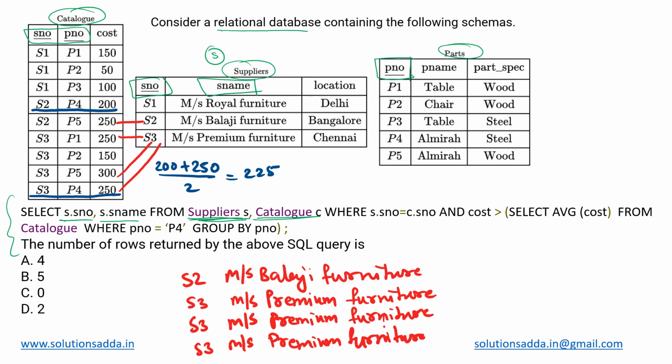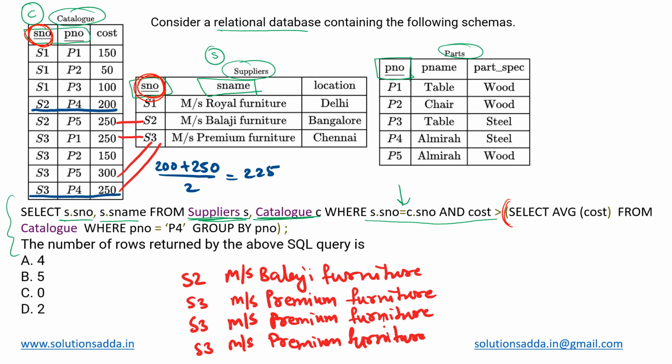It has been taken along with this catalog C, which means we are taking both of these catalog and suppliers tables together just as a cross product, but it is based on some condition. So we have a join operation between them with these two conditions applied. The first one is s.s number is same as c.s number, which means the s number attribute from this supplier table must be equal to s number attribute in the catalog table. So this is one of the joining conditions, and there is second condition that cost must be greater than something.